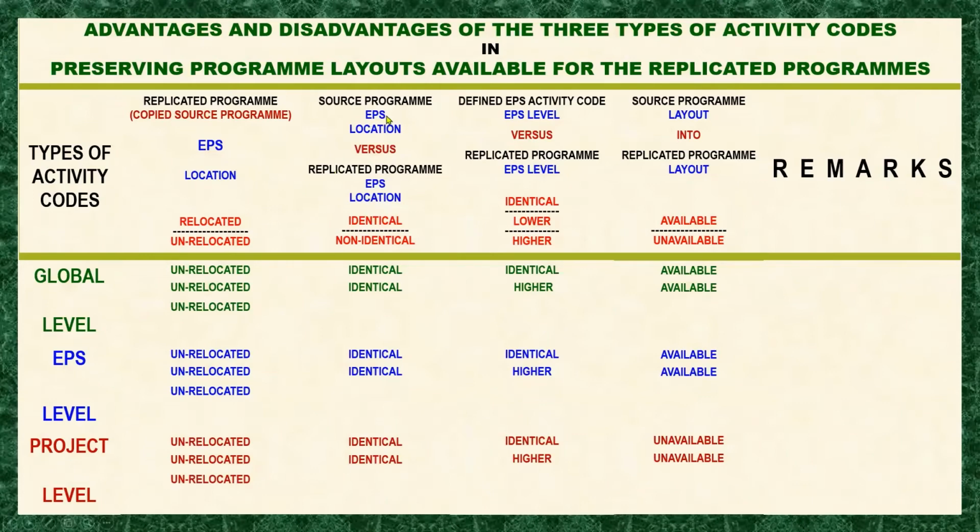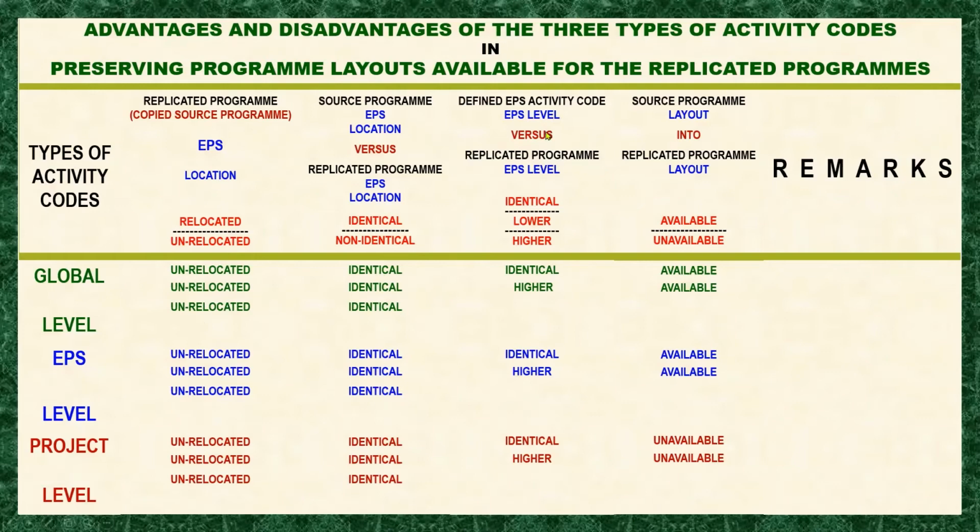So how about here in the EPS location? It is identical also. So if it is unrelocated here, that means it is identical here. If it is relocated here, that means they are not identical, right? They are identical because they are still of the same EPS A. The source program and the replicated program are of the same EPS A, irrespective of the level.